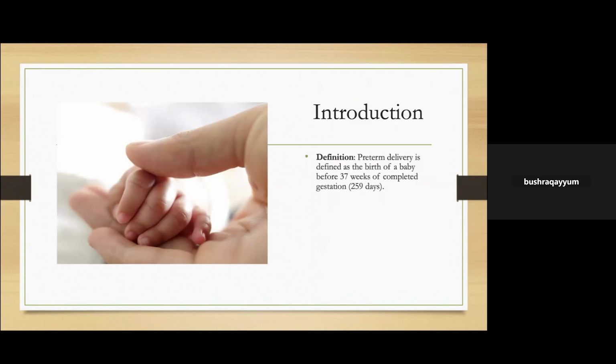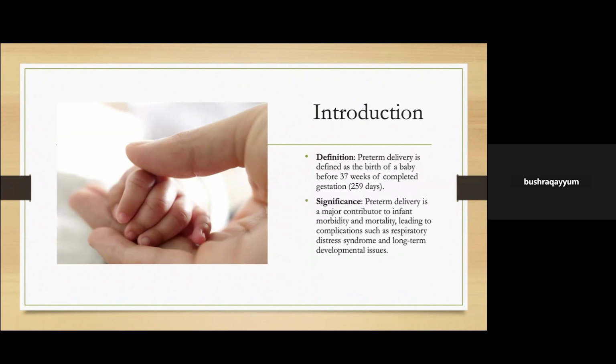Introduction. Preterm birth. Preterm delivery is defined as the birth of a baby before 37 weeks of gestation, which is 259 days. Significance: preterm delivery is a major contributor to infant morbidity and mortality, leading to complications such as respiratory distress syndrome and long-term developmental issues. Despite thorough investigations, preterm delivery continues to represent 5 to 10% of all births in affluent nations, and the rates are rising.